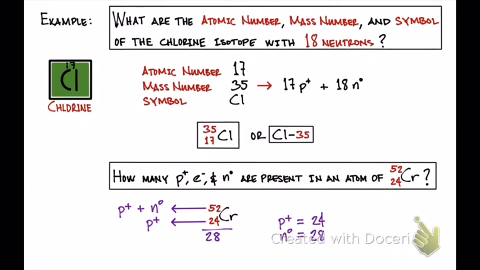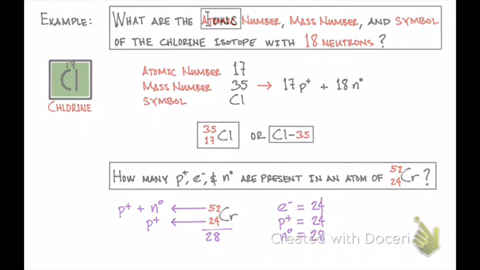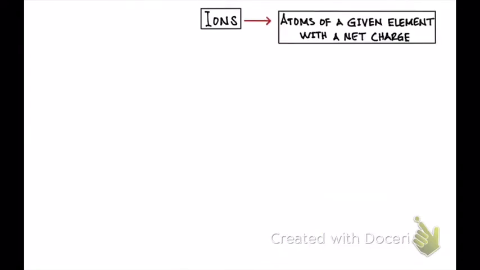And if we assume that this isotope is neutral, meaning it doesn't have any charge, then the number of electrons is also 24. It matches the number of protons. So we just looked at isotopes, and by definition, isotopes are atoms with different numbers of neutrons. Now, what if we have atoms with different numbers of electrons? These are called ions. Ions are atoms of a given element with a net charge because they have different numbers of electrons.